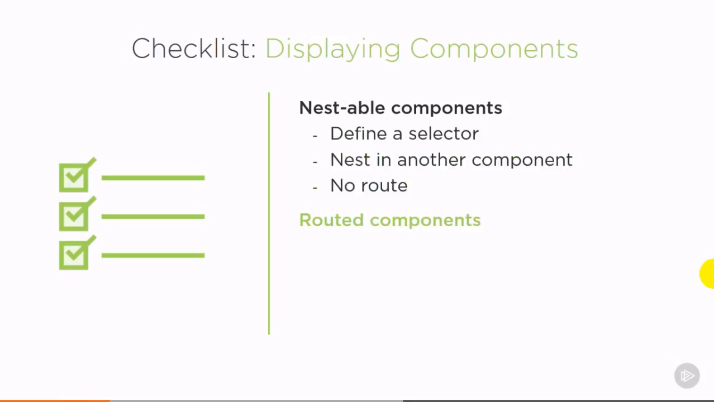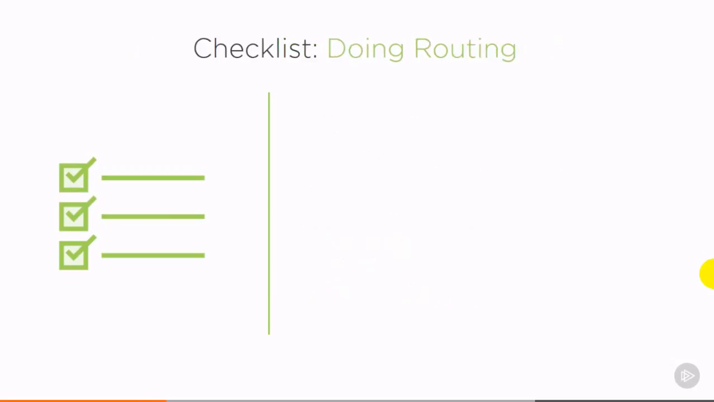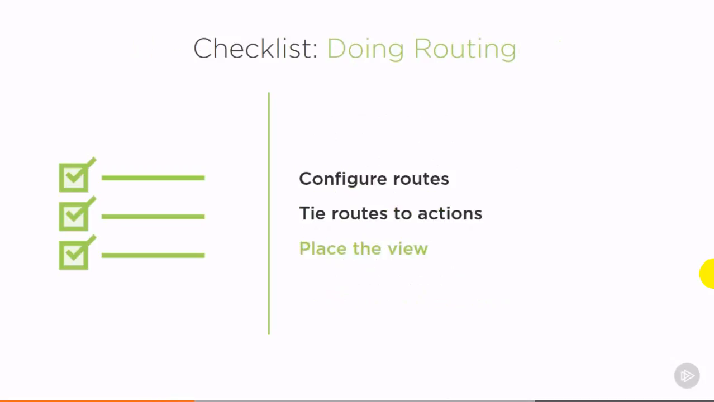For components designed to be displayed as a view within our single application page, the component needs no selector. But we do need to configure routes. We then tie those routes to actions, and an action activates a route to display the view. If we want to do routing in our application, we need to configure the route definitions, tie routes to actions, and place the view. Let's do checklists for each of these tasks.